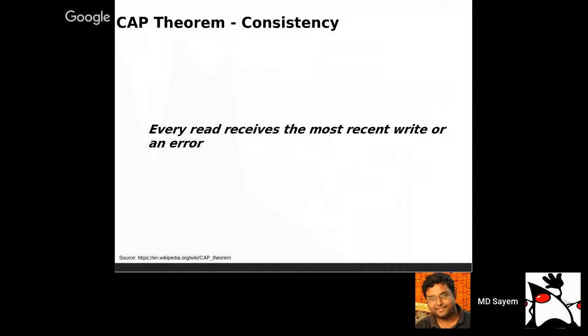From the perspective of consistency, that is okay. A consistent system can return an error. That's what it says: either it received the most recent write or an error. There is nothing in between.